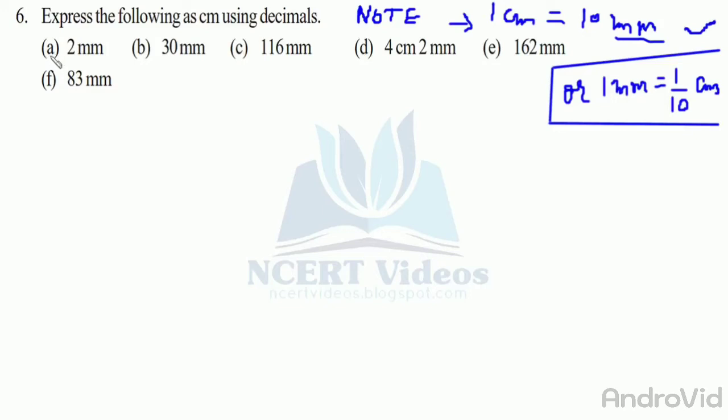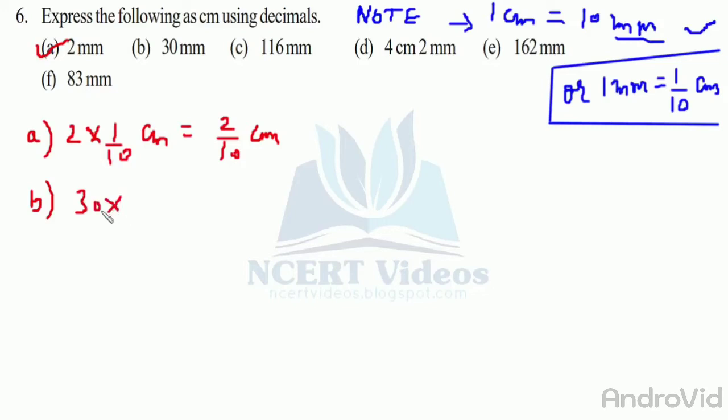Now it's very simple. Let's write it down. A equals 2 mm. So 2 into 1 over 10, because 1 mm equals 1 over 10. So 2 would be 2 into 1 over 10. That is 2 over 10. And B part, 30 mm. So 30 into 1 over 10. Now here the zeros would get cancelled and we would be left with 3.